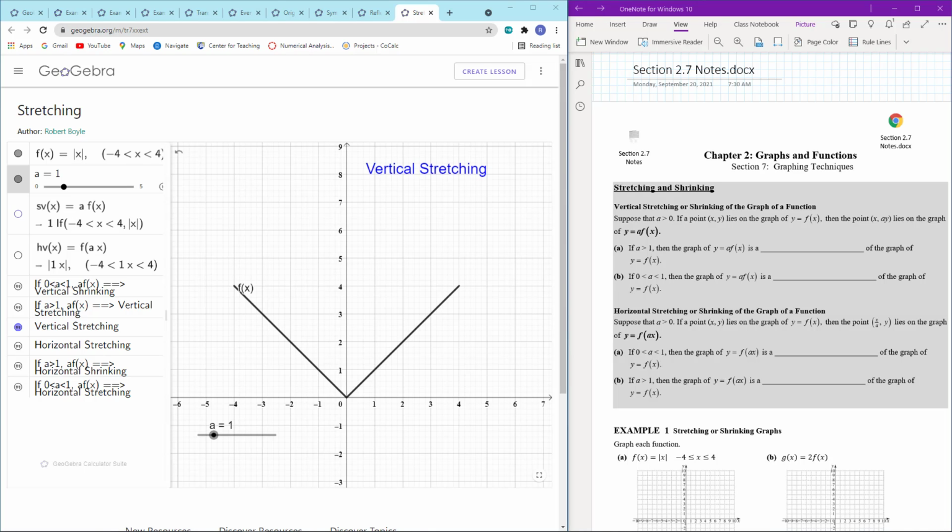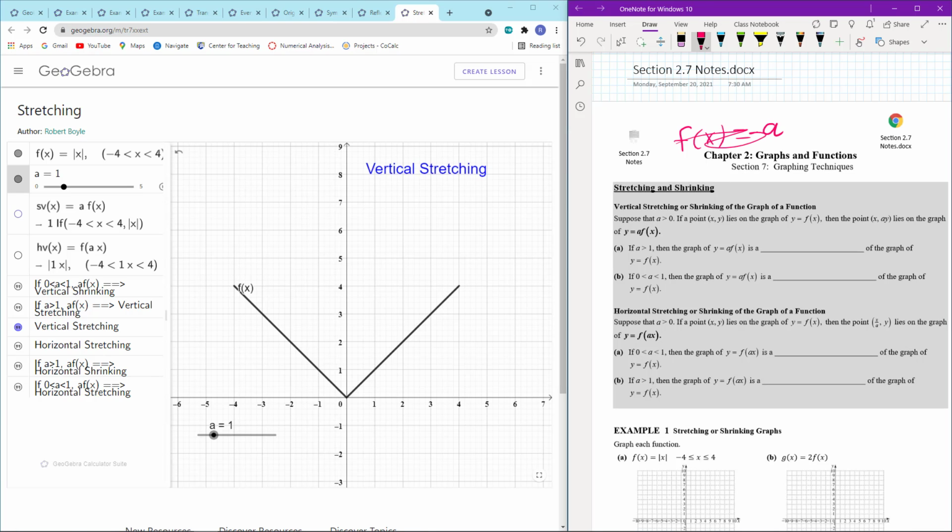So here I have a function. I'm going to call it f, and f actually happens to be defined as the absolute value of x between -4 and 4 and is not defined elsewhere. So it has a domain of from -4 to 4 and a range from 0 to 4. And we want to talk about what might happen if I take that function f and I multiply it by some non-negative real number a.